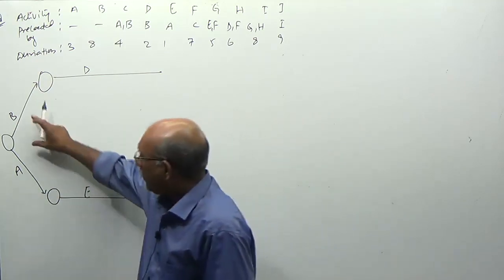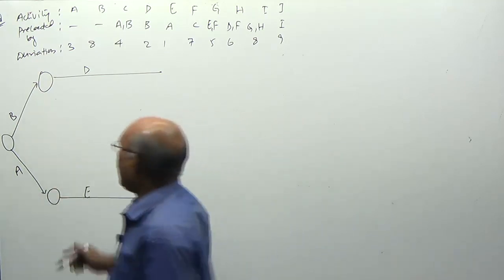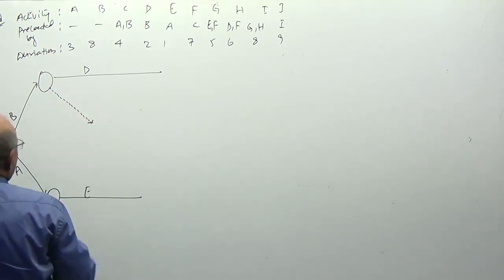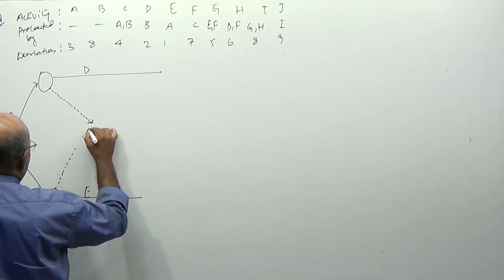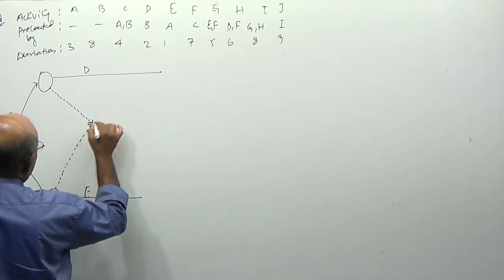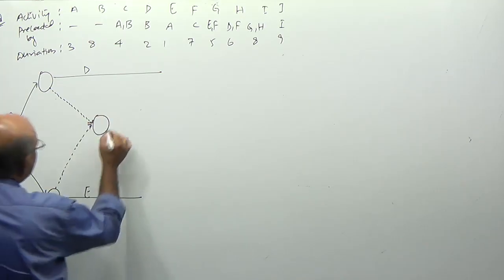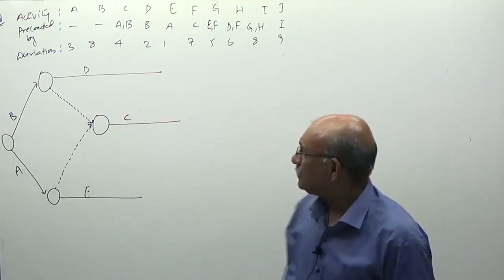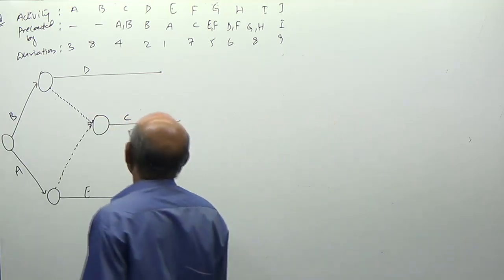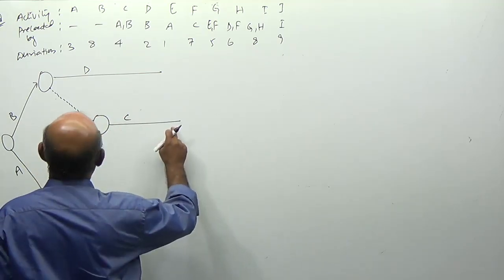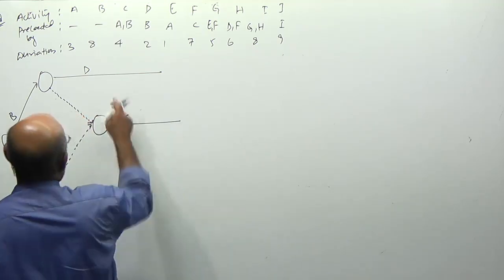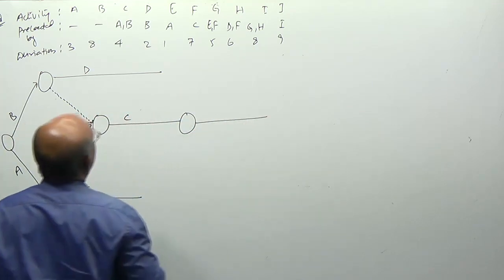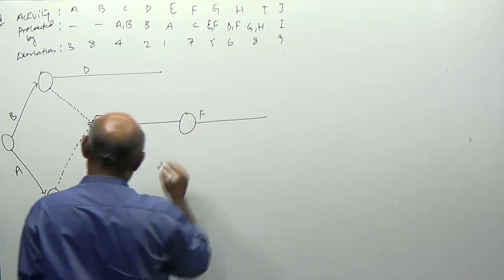So network rules will not allow us to join these two. What I am doing? From B, one dummy activity is taken. Again from A, one dummy activity is taken. And C is coming. Next, A, B, C, D, E over, F. Once activity E is completed, you can go for F, sir.